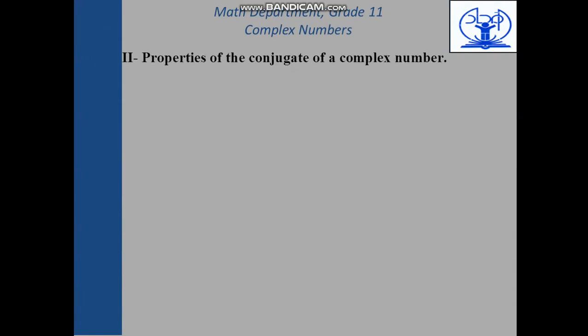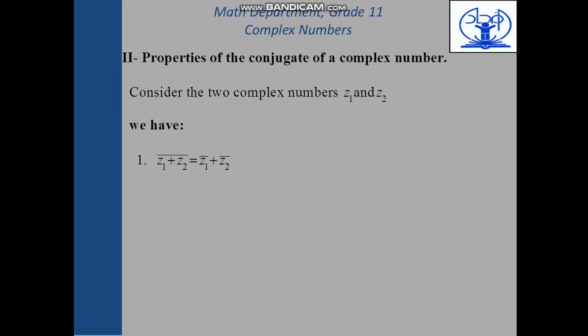Properties of a conjugate of a complex number. Consider the two complex numbers z1 and z2. We have: the conjugate of the sum z1 plus z2 is equal to the sum of the conjugates. The conjugate of a difference is equal to the difference of the conjugates. The conjugate of a product is equal to the product of the conjugates. And finally, the conjugate of z1 over z2 is equal to z1 bar over z2 bar, where remember that z2 must be not equal to 0.